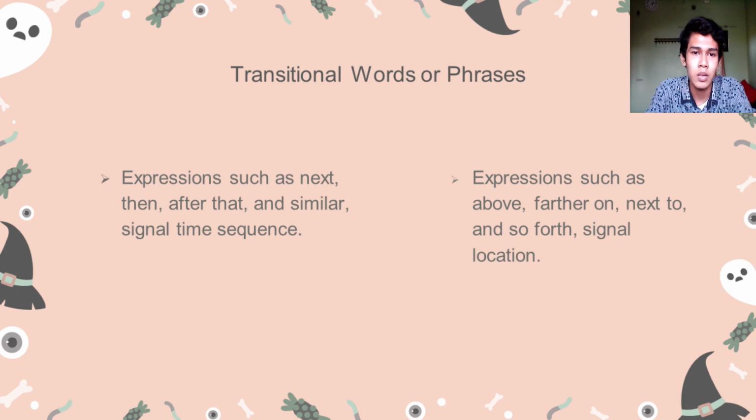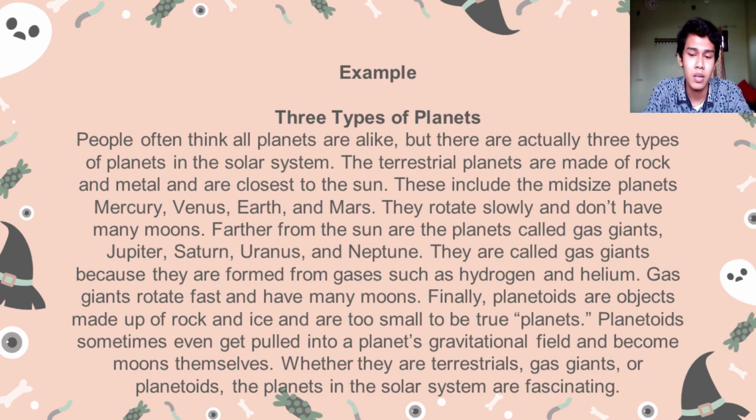You can add expressions such as next, then, after that, and similar words that signal time sequence. Or expressions such as above, further on, next to, and so forth. Here's the example of the expository paragraph.